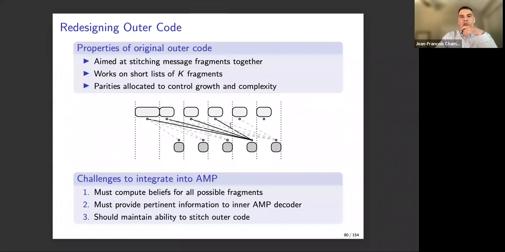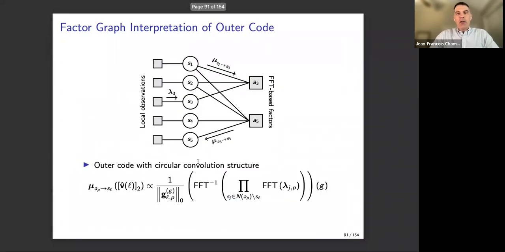Okay, so we must transform this outer code. The outer code worked well for what it was meant to be originally, which is the stitching of the fragments together. It was very good for that. But now we want to construct one that does two things. It does the stitching that we need at the end, but also it does a dynamic denoising. So we want to be able to leverage the structure of the outer code within the inner AMP decoding.